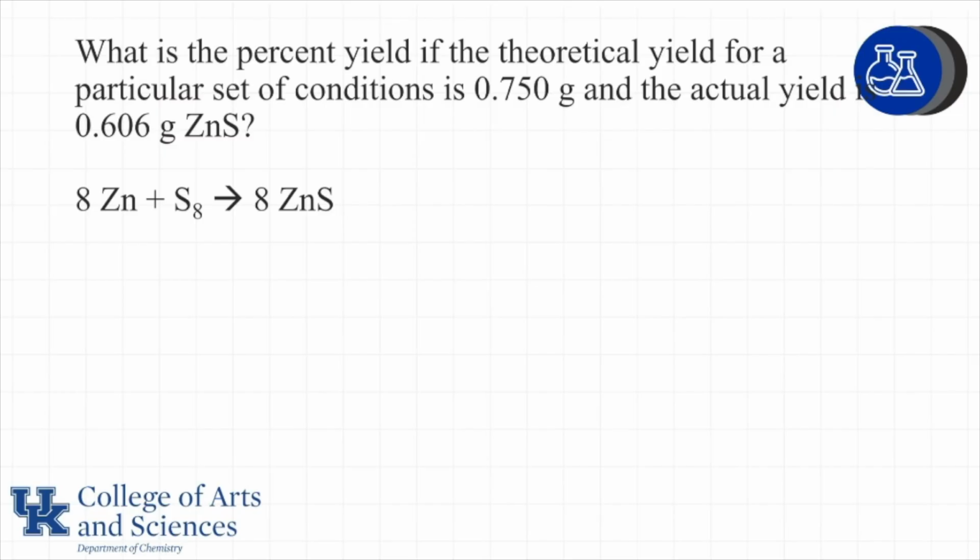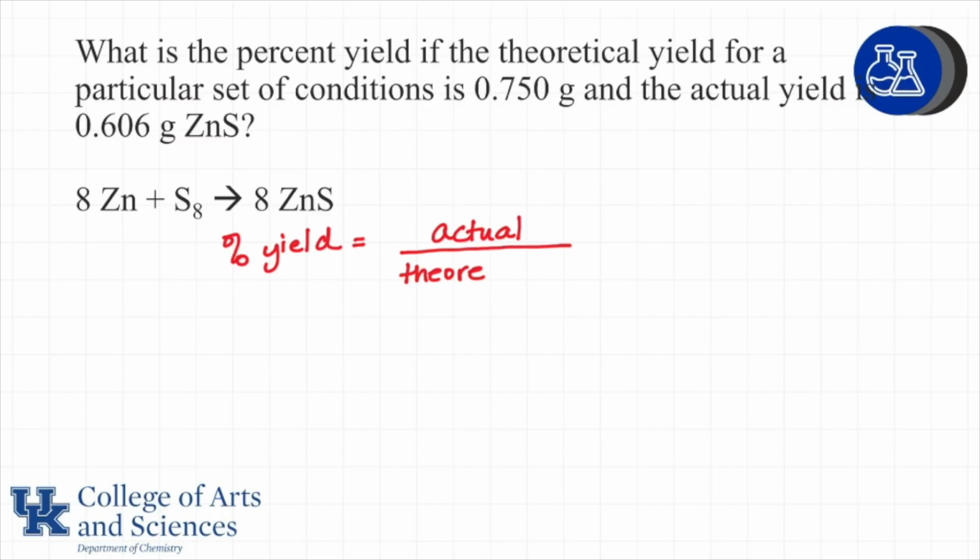Let's look at an example. What is the percent yield if the theoretical yield for a particular set of conditions is 0.750 grams and the actual yield is 0.606 grams of zinc sulfide? We're given a balanced equation here, but because we're given the theoretical yield and the actual yield, we're not actually going to need to use that equation. We don't have to solve any stoichiometry problems first.